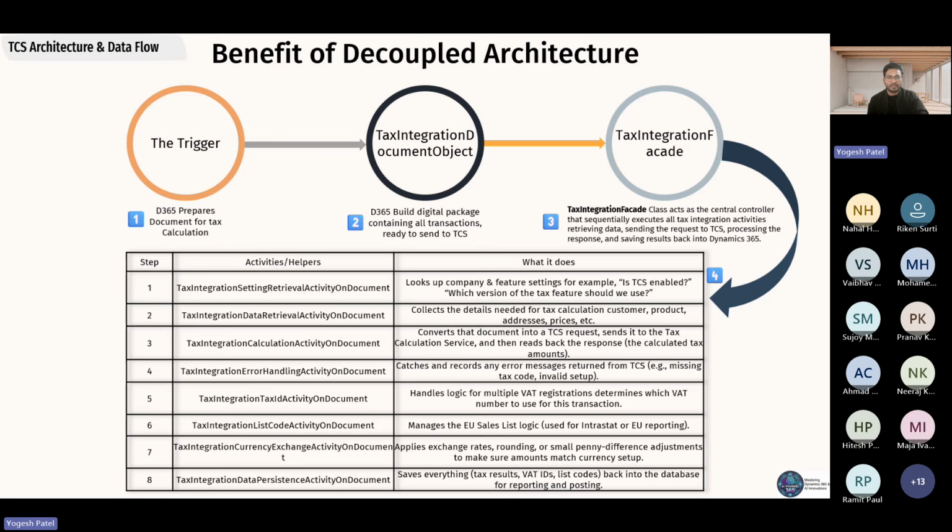Then the tax integration facade takes over. It acts like a central controller, sending data to TCS, getting the response back, handling any errors, and writing the results into Dynamics. So each step in the process is modular. It's like a helper performing specific tasks like retrieve settings, collect data, calculate tax, handle error, manage VAT ID, exchange rate, and everything else basically. So this separation means the system is more flexible, easier to troubleshoot, right? And obviously real time, that means it's faster.